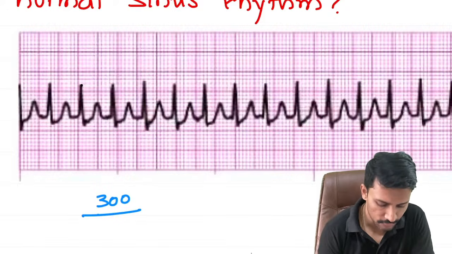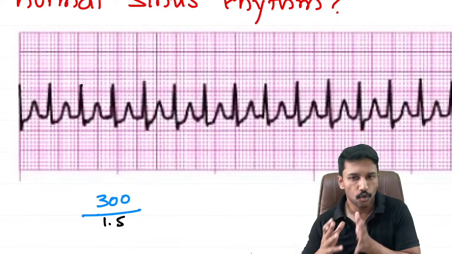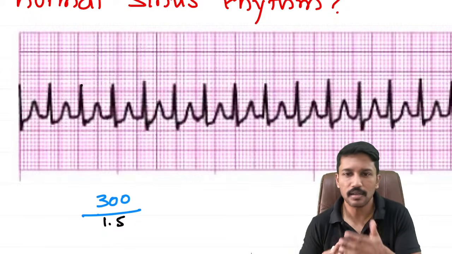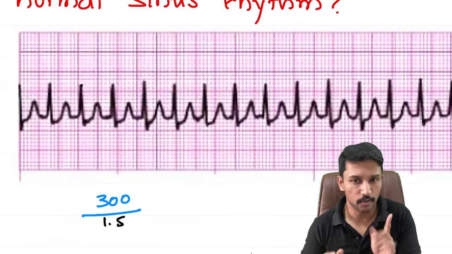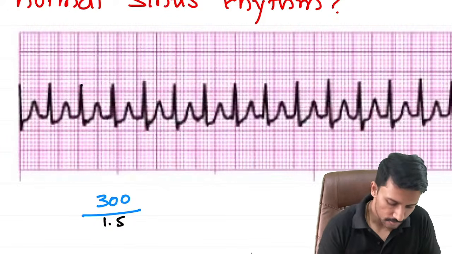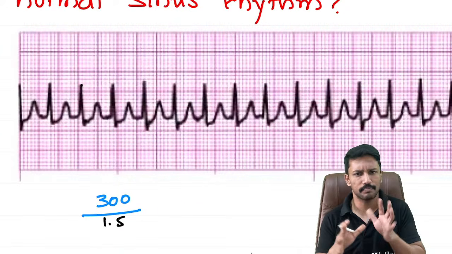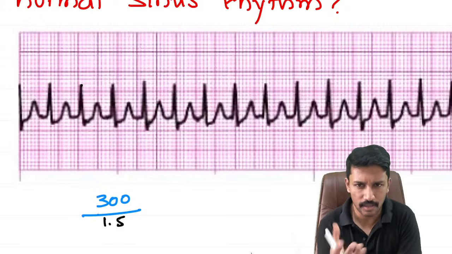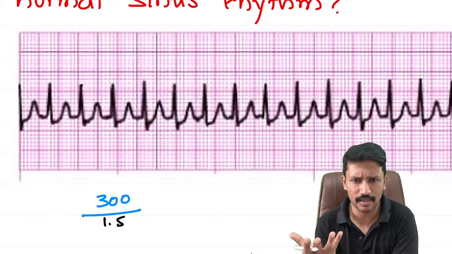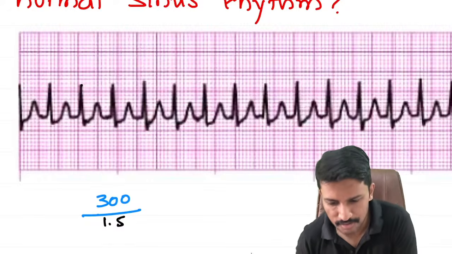If I take it as 1.5, 300 divided by 2 gives me 150 as the heart rate, and 300 divided by 1 gives me 300 as the heart rate. So I can say that it is somewhere between 150 and 300 because I'm dividing by 1.5. If I take a proper calculation, I will come out with the absolute number, but for exams and day-to-day practice, I don't need that. Okay, Kushi has mentioned it as 200.